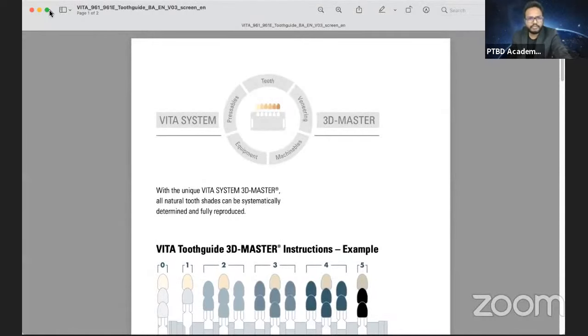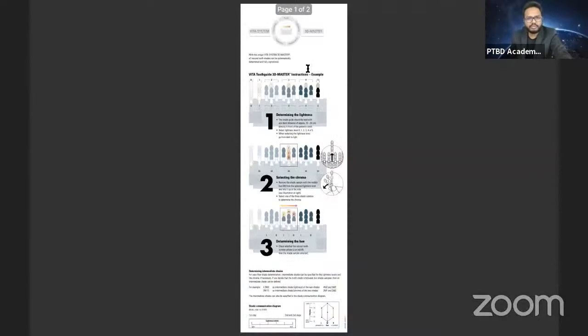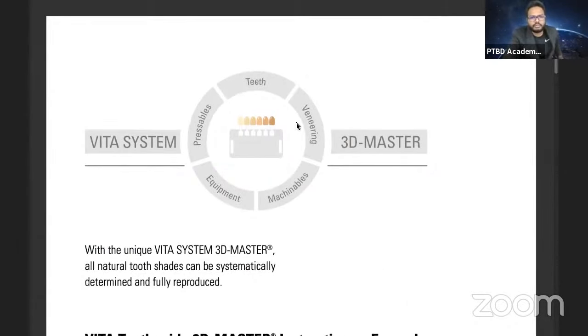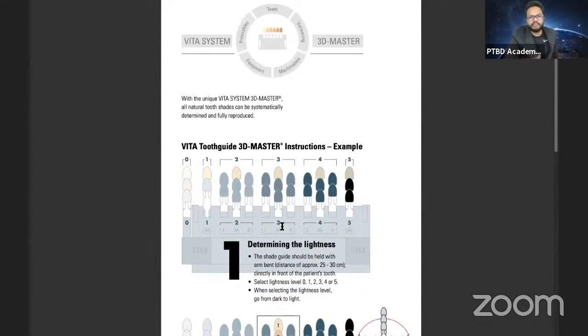okay? Yeah, just give me one moment. I kept the document open and ready. Here it is. It's from the manufacturers. So you can see VITA System 3D Master. Let me just zoom in as much as possible. So you can see first determining the lightness. Also, what does LMR stand for? We have all the information over here.